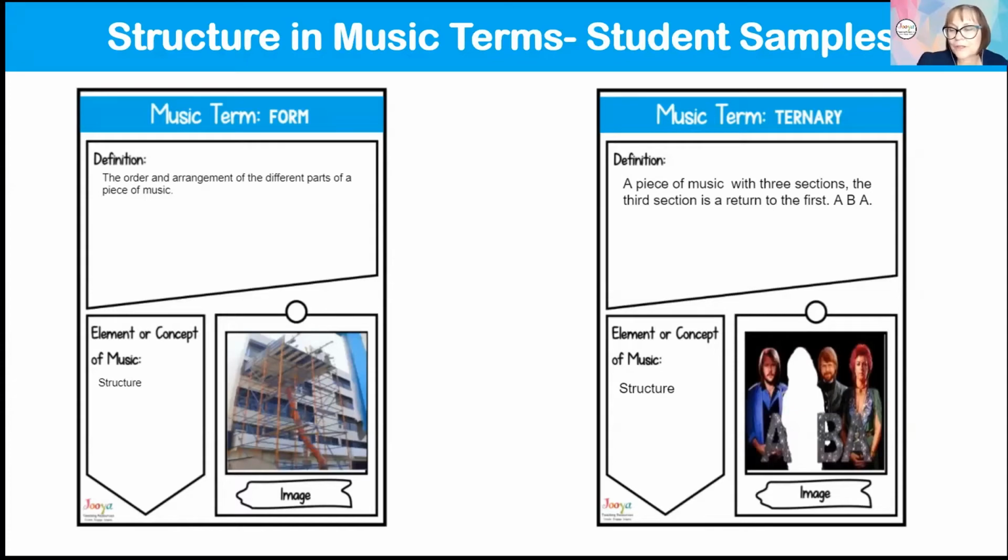And I love this other one. A few kids actually found this one for ternary, and I just giggled. So it's a piece of music with 3 sections. The third section is a return to the first, A, B, A. So I said they had to find these definitions. But I love that they've used ABBA and they've got rid of one person. I love it, ABA. I mean, they're going to remember that it's ABA. They're going to remember it.